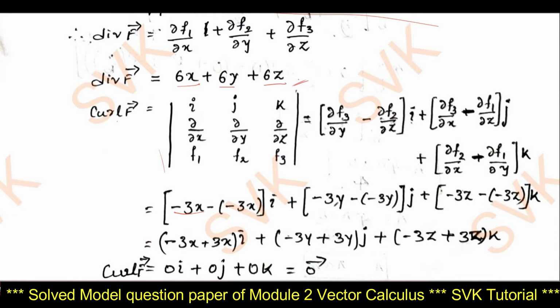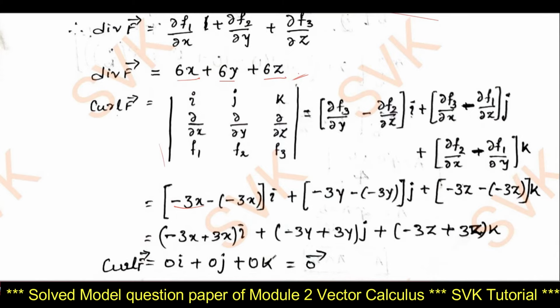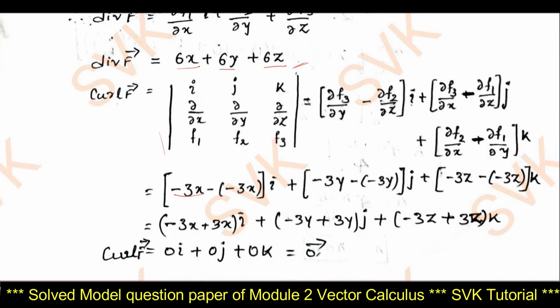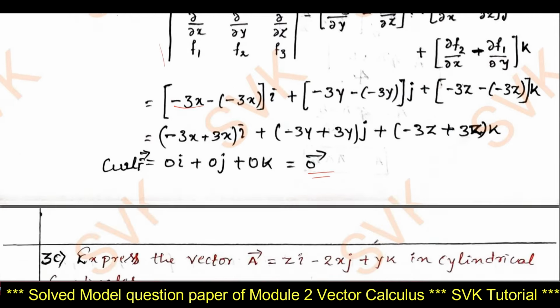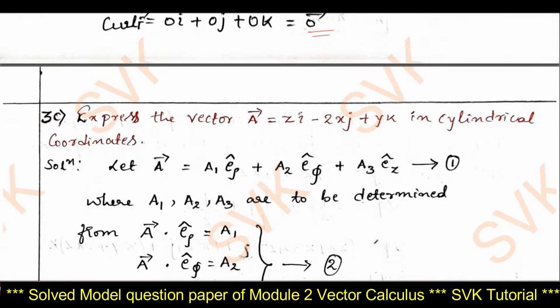If we continue like this, we are going to get 0i plus 0j plus 0k, which is equal to the 0 vector. The curl of the given vector f is the 0 vector. It's very simple. From these two alone, you can score a minimum of 13 marks. So, moving on to question number 3c.